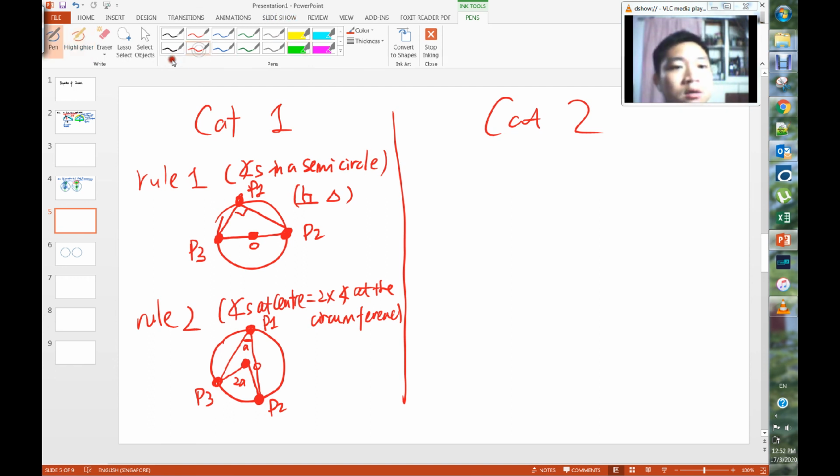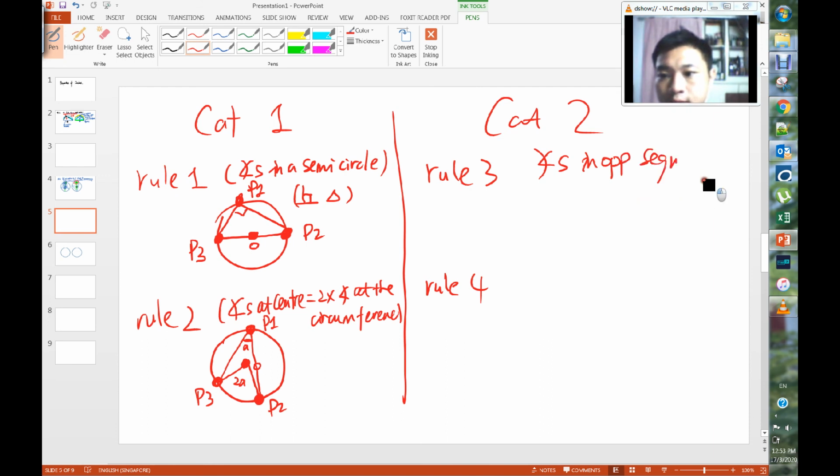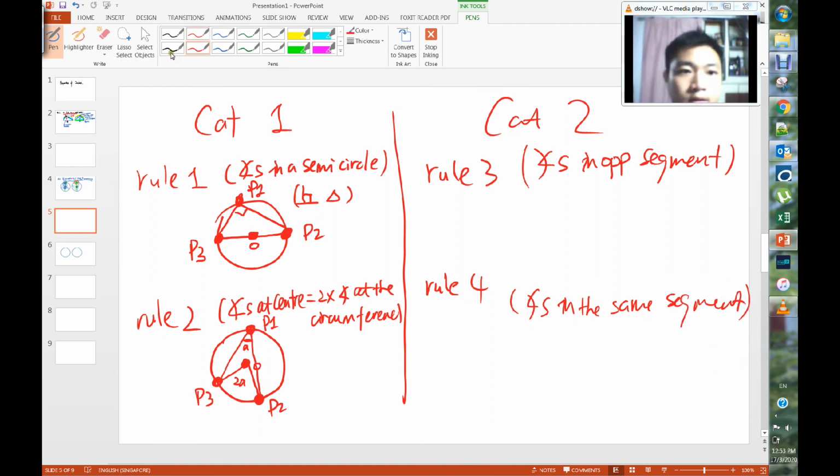Okay, so now let's go ahead and look at cat 2, which is rule number 3 and then rule number 4. So for rule number 3, what do you have? You have angles in opposite segment. Then for rule number 4, you have angles in the same segment. So for these two, they also share some similar features.